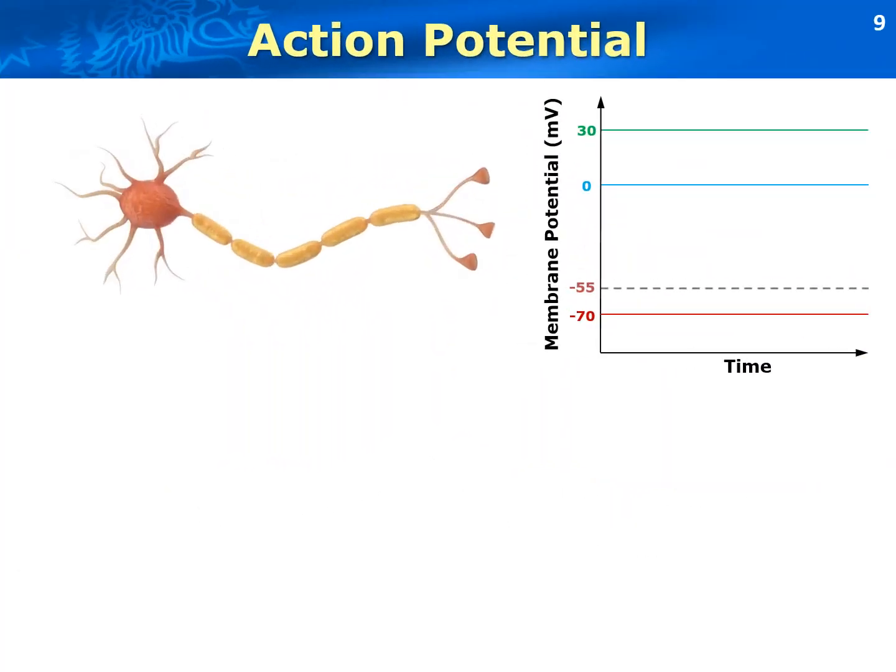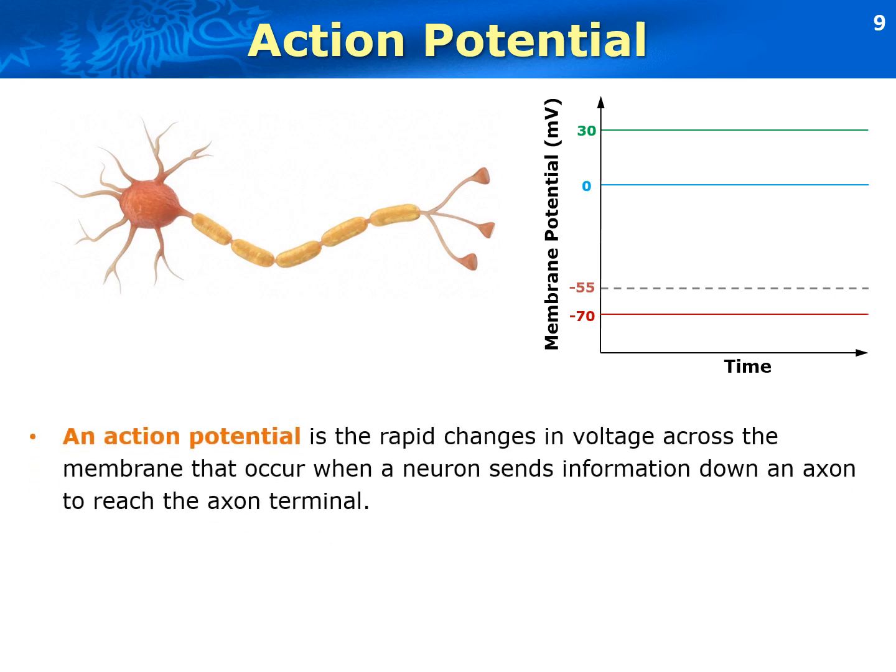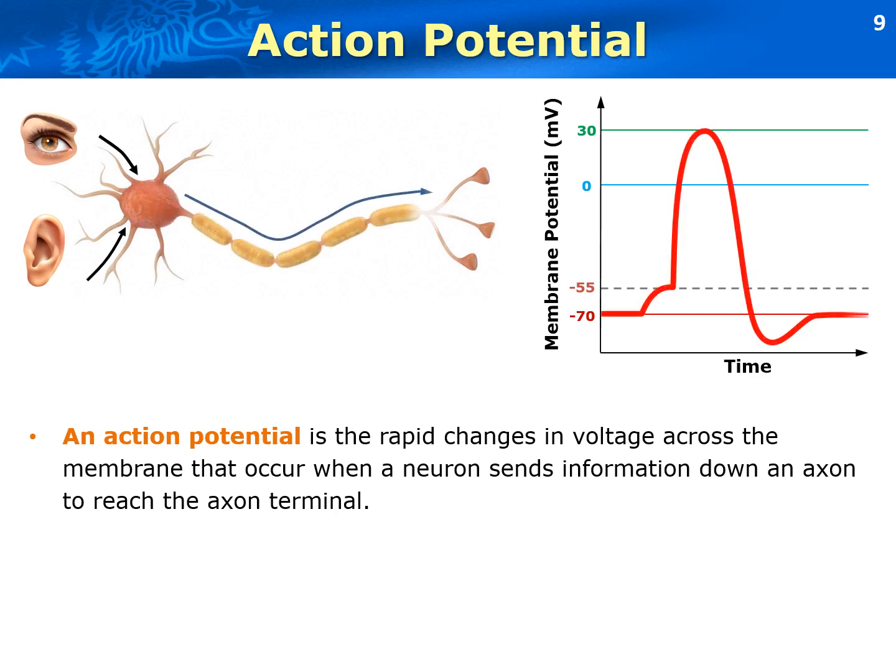Next, we are going to study an important concept: action potential. An action potential is the rapid change in voltage across the membrane. It occurs when a neuron sends information down an axon. An action potential begins at the axon hillock and reaches the axon terminal. It is also known as a nerve impulse or a spike.